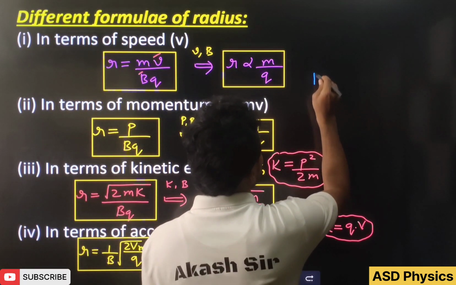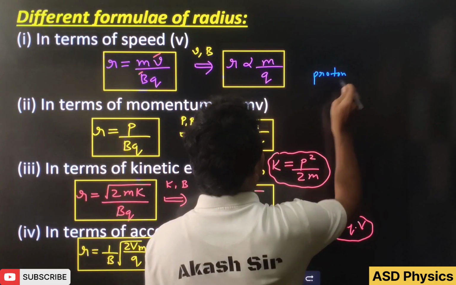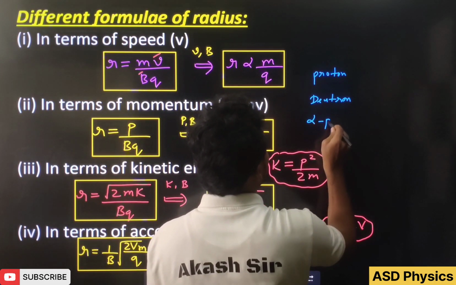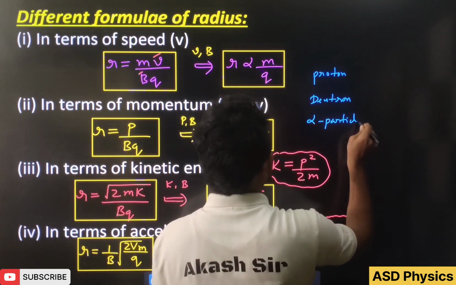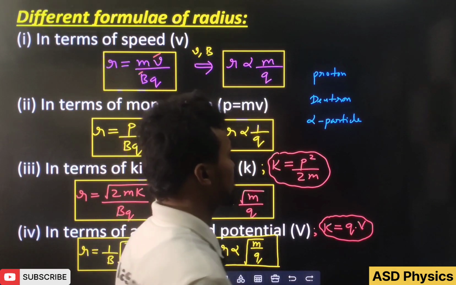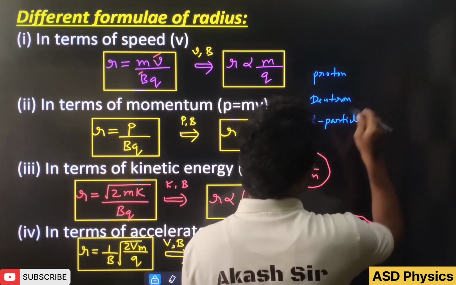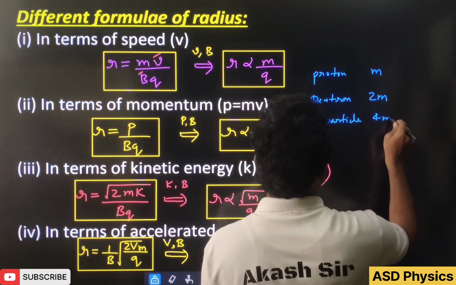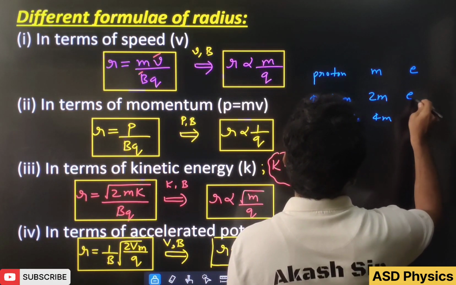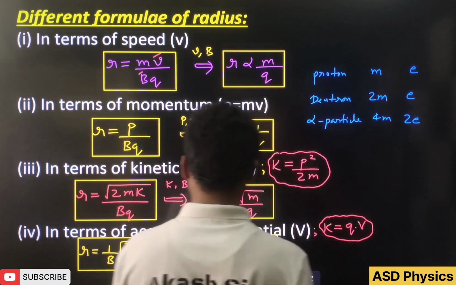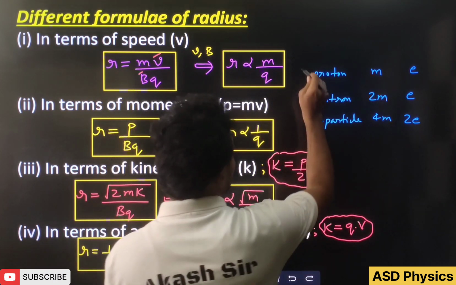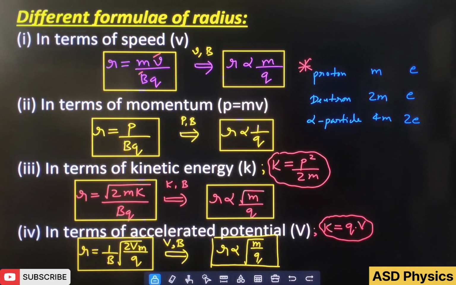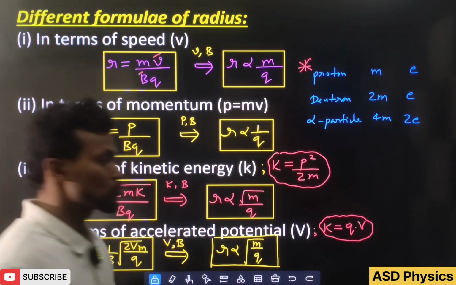They will give proton, deuteron, and alpha particle. Double ionized helium ion is called alpha particle. So the mass used to be M, 2M, 4M, and the charge used to be E, E, 2E. Students, this basics you have to remember when the numerical is coming. Now after that we will go to the next one.